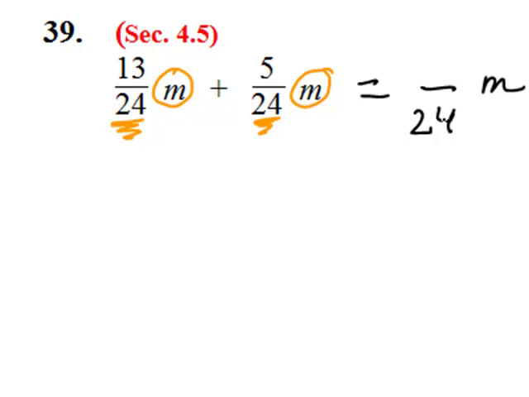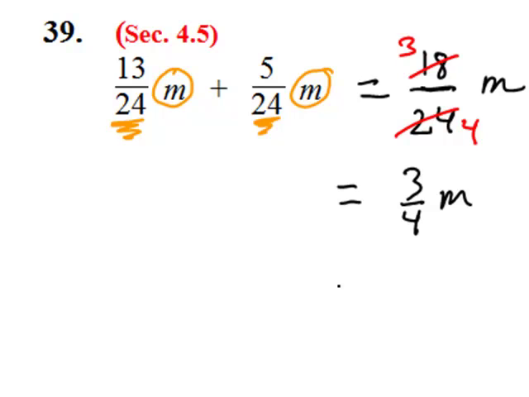All we have to do now is add the numerators. 13 plus 5 is 18. So 18/24 m. However, we do not want to leave it like this. We want to simplify if we possibly can, and we can. 18/24, we can divide out a common factor of 6. 6 goes into 18 3 times, and into 24 4 times. So our final result is 3/4 m, which could also be written, so I'll say or, as 3m over 4. Either way is fine.